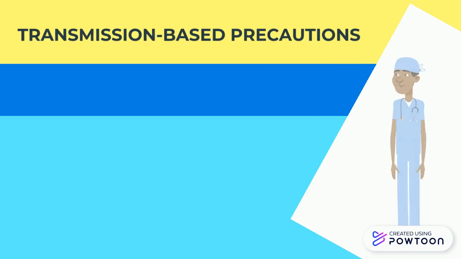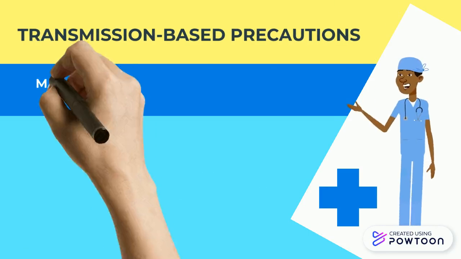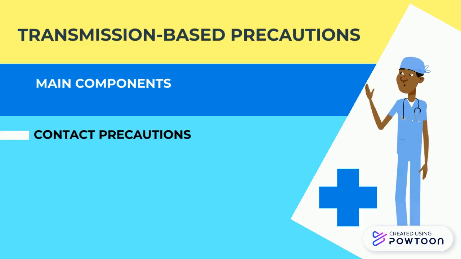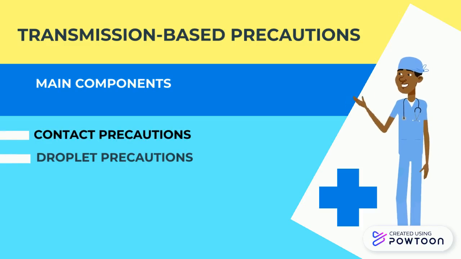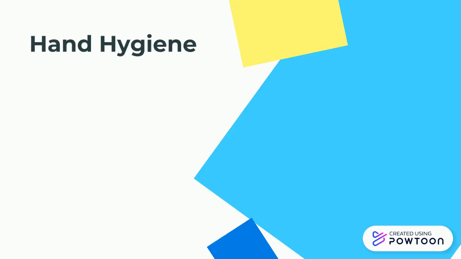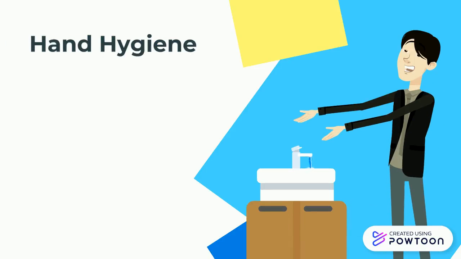On the other hand, transmission-based precautions are practices in addition to standard precautions that are applied to patients with known or suspected infections. There are three main transmission-based precautions in Amana Healthcare: contact, droplet, and airborne precautions. Let's now go to the first component of standard precautions.